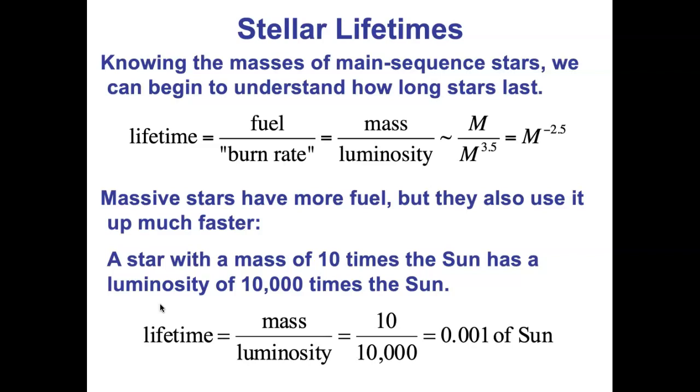Because stars will eventually run out of fuel. What did I say a second ago? A star will live on the main sequence. A star will be a main sequence star as long as there is hydrogen fuel to power it. Eventually, the hydrogen runs out. How much time does that take? Well, the lifetime of a star is just how much fuel it has divided by how fast it's burning that fuel, divided by the rate at which it is burning that fuel.